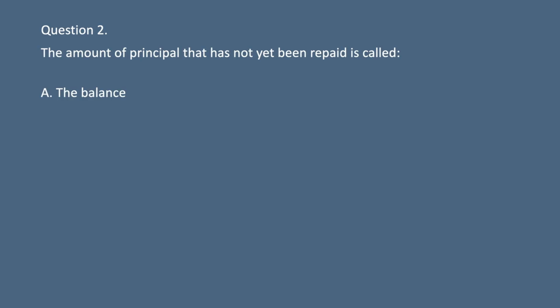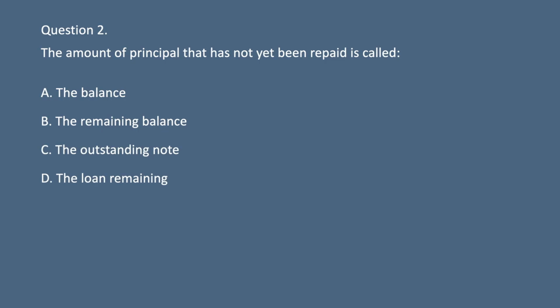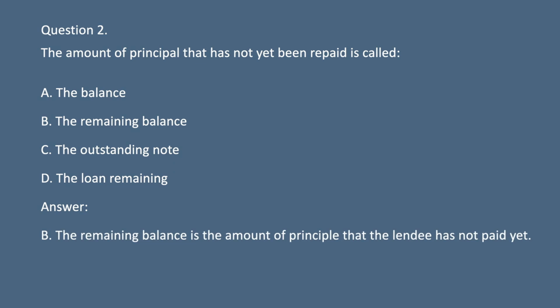Question 2. The amount of principal that has not yet been repaid is called A. The balance. B. The remaining balance. C. The outstanding note. D. The loan remaining. Answer. B. The remaining balance is the amount of principal that the lendee has not paid yet.